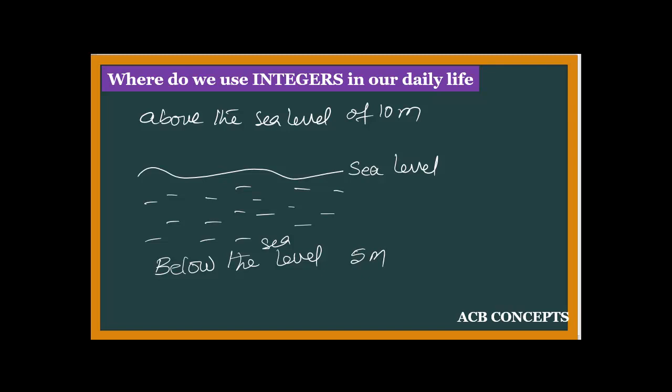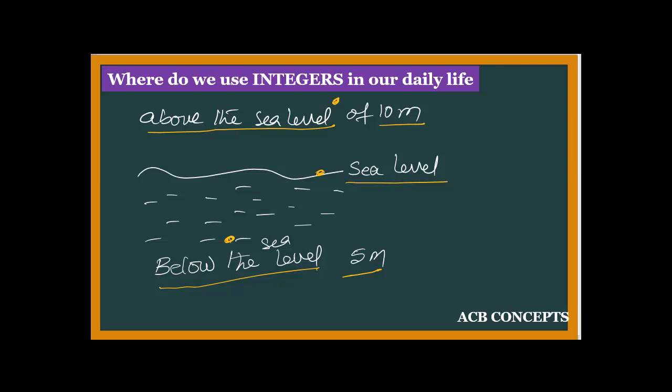An object is placed above the sea level 10 meters. An object is placed below the sea level 5 meters. An object is placed on the sea level. So one object is placed above the sea level at a height of 10 meters, another object is placed below the sea level at a depth of 5 meters, and one more object is placed on the sea level.